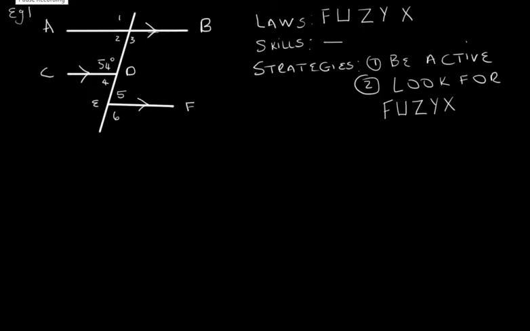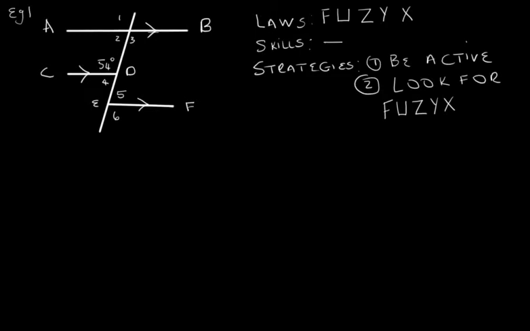We know that according to our laws we must know our fuzzy x, or our FUN skills. No additional skills required at the moment, but in terms of strategies we know we must always be active and we need to look for our fuzzy x within the given diagram. In other words, we need to look for our F, our U, our Z, our Y and our X. So let's see if we can answer angles 1 to 6.